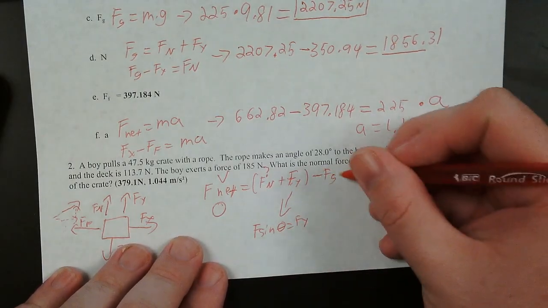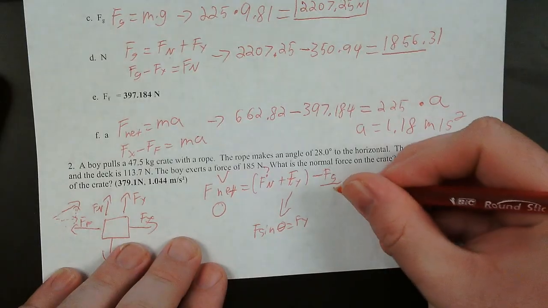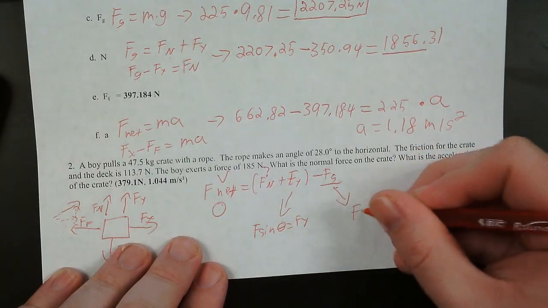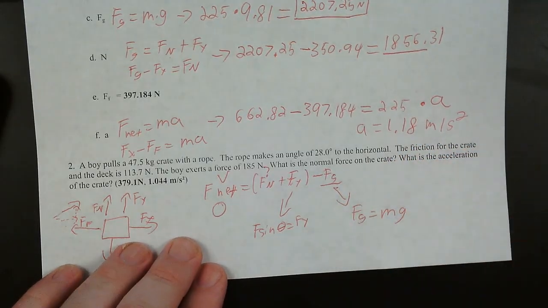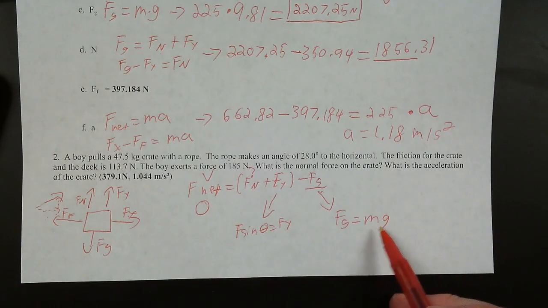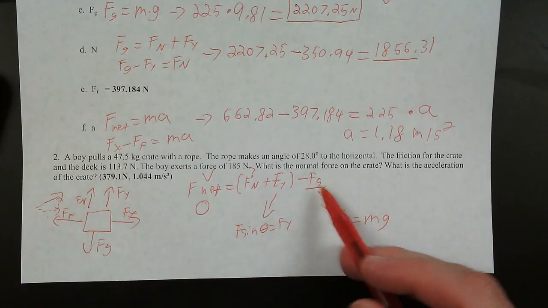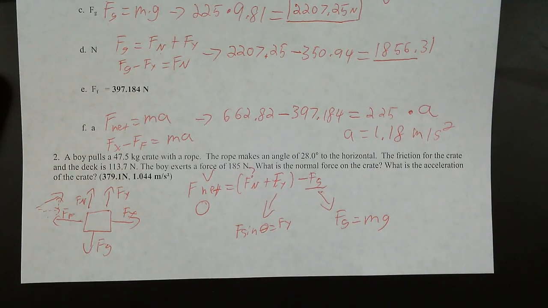I also don't have Fg, but I could find Fg. Fg does have its own formula. This is Fg equals mg. So I could go ahead and find that. Once I've found both of these, I can plug them into here and then solve what I am looking for.